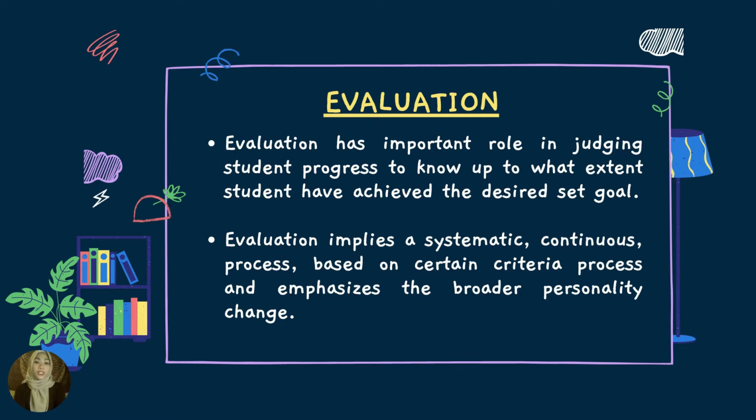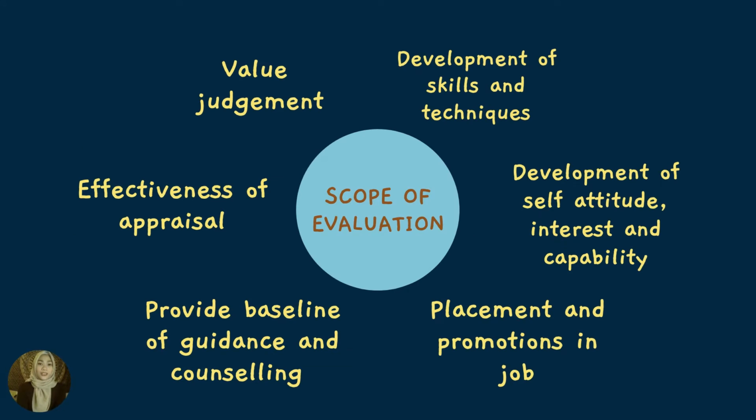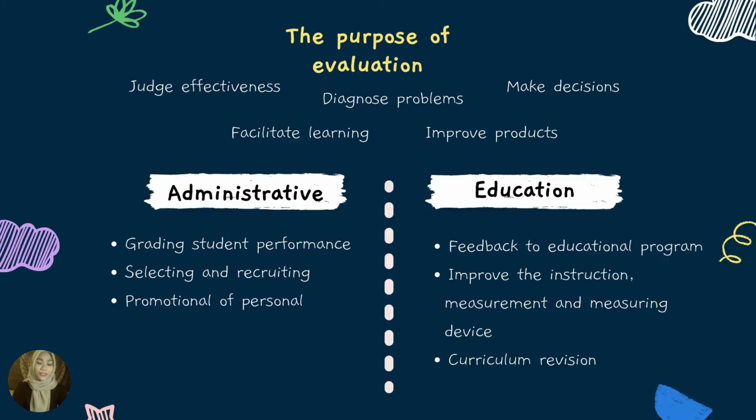And also evaluation implies a systematic, continuous process based on certain criteria and emphasizes the broader personality change. Okay, so there are a few scopes of evaluation. The first one is value judgment. The second one is effectiveness of appraisal. The third one is to provide a baseline of guidance and counseling. Next, the placement and promotions in job. And also development of self-attitude, interest, and capability. And the last one is the development of skills and techniques of a student.